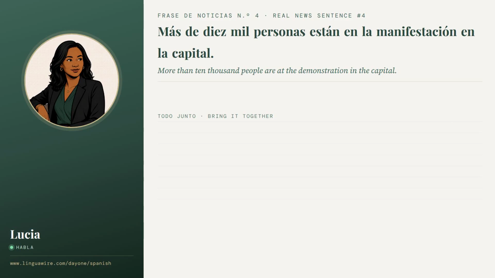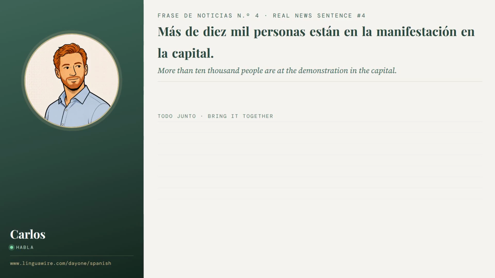And here's a gift. Hundreds of English words ending in tion exist in Spanish ending in ción, and they're all feminine. The nation, la nación. The information, la información. The election, la elección. One ending, hundreds of free words. The ción collection starts on today's lesson sheet.